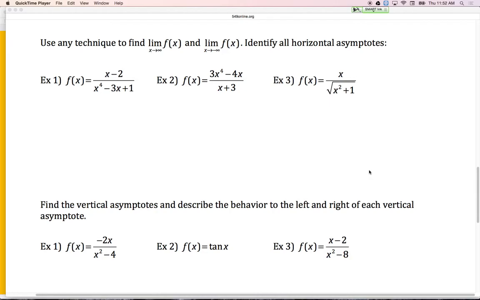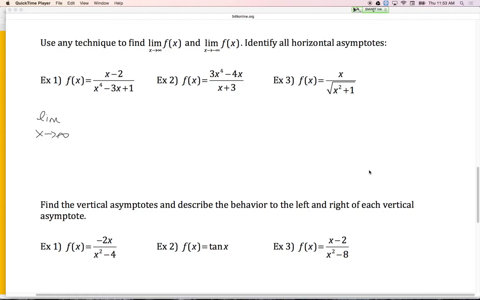The first one, f of x equals x minus 2 over x to the 4th minus 3x plus 1. If I look at that, how can I do that using a shortcut? Yeah, you can do it with your power rules. So if I do this problem, I'm going to look at both limits. Do I need to do both ends? Let me ask you this. If I'm going to do the limit as x approaches infinity, am I really going to need to do the limit as x approaches negative infinity? No, because the shortcuts, the rules really didn't matter if you're approaching positive or negative infinity, did it?